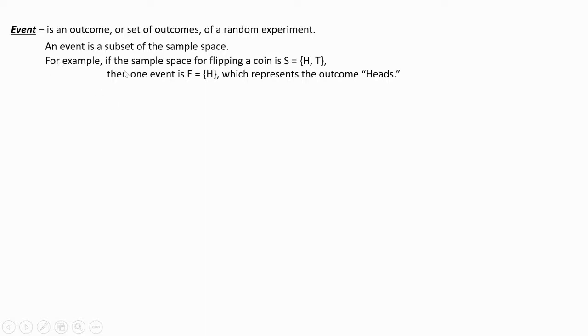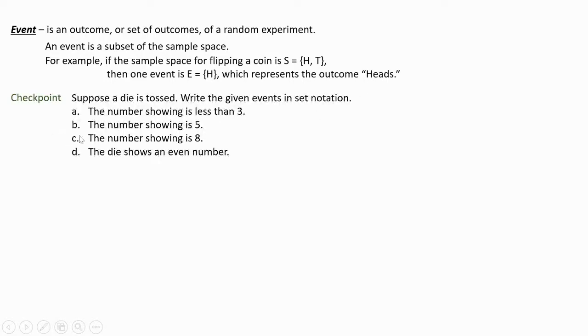Okay, now an event. An event is an outcome, or as I said, outcomes of a random experiment. An event is a subset of the sample space. Okay, let me show you what it means here. So for example, if a sample space for flipping a coin is S equals {H, T}, heads, tails, right? Then one event can be heads, which represents the outcomes of heads.